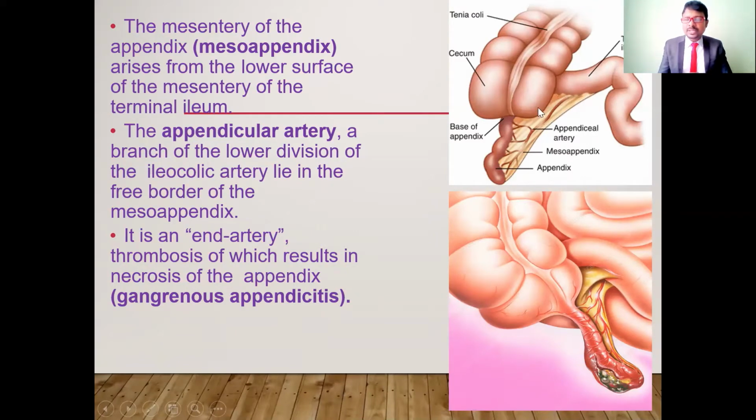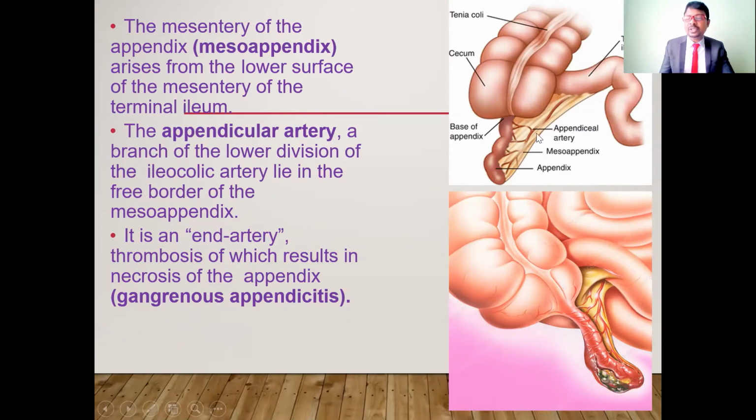These also carry the appendicular artery, a branch of the lower division of the ileocolic artery. It lies in the free border of the mesoappendix. If there is any damage to this artery, the appendicular artery, such as thrombus formation or occlusion of these blood vessels, it may decrease the blood supply to the appendix, and there is a chance of gangrenous appendicitis.